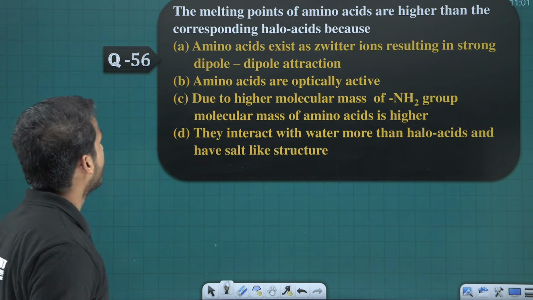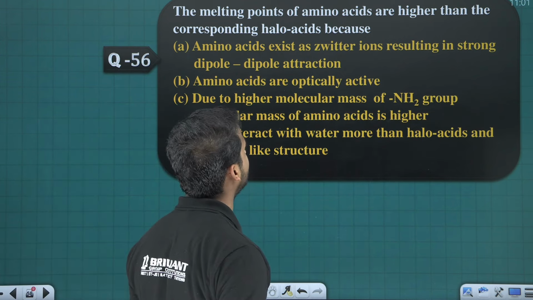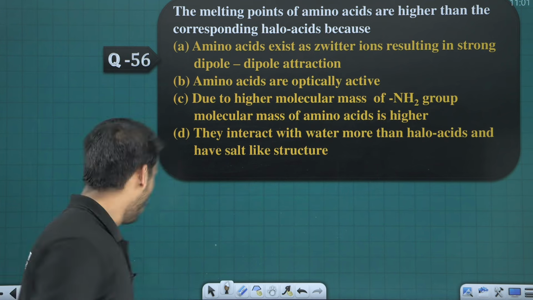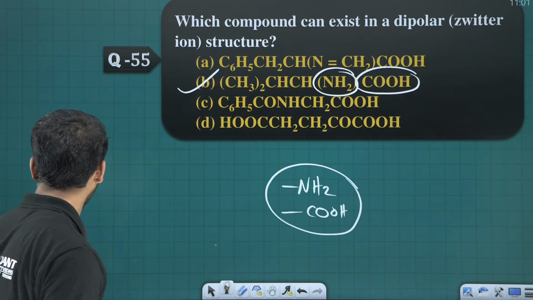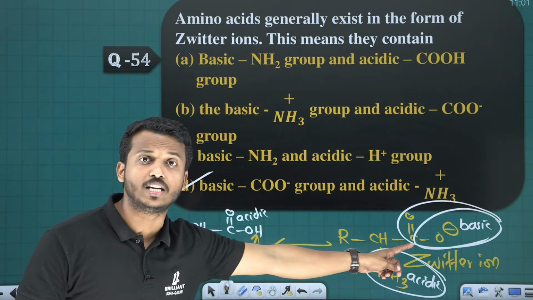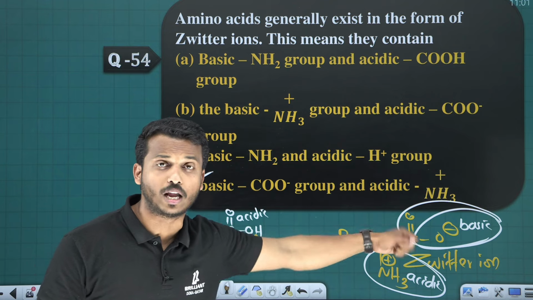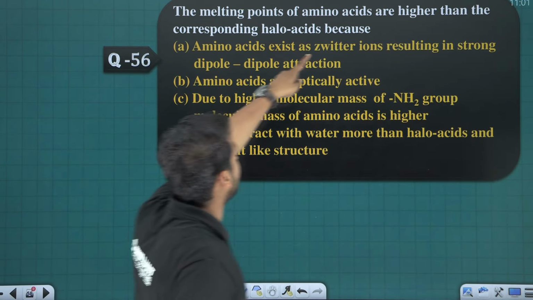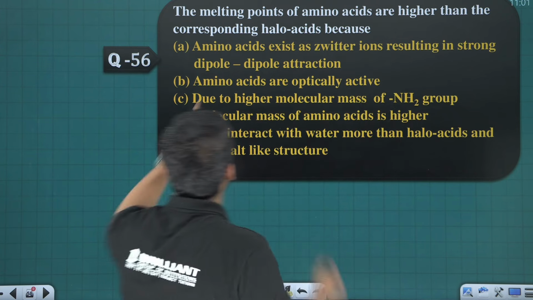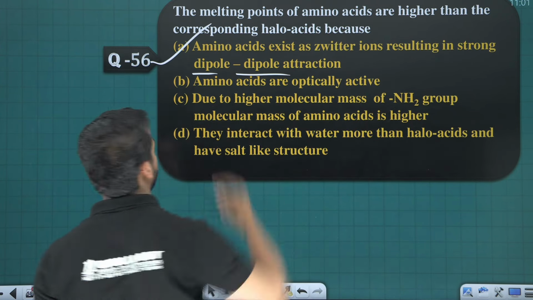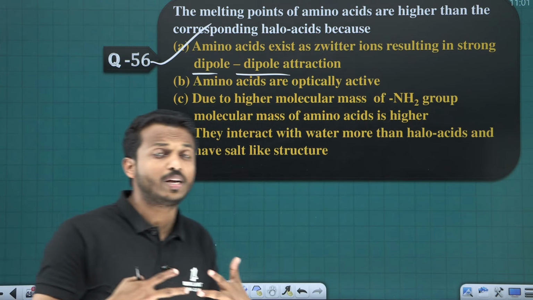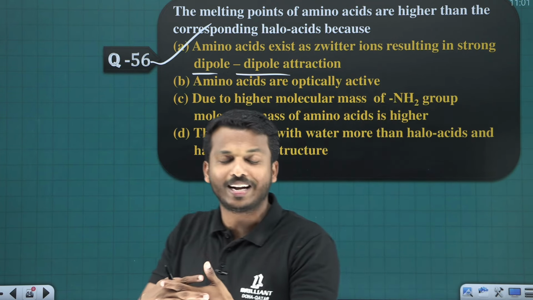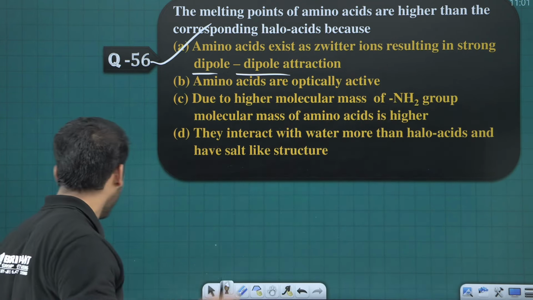Question 56, the melting point of amino acids are higher than the corresponding halo acids because? Why do amino acids have high melting point? Because they can exist in zwitter ionic form. There is a stronger dipole interaction. Here amino acid exists as zwitter ion, resulting in strong dipole attraction, option A. Because of the zwitter ion existence of amino acid, because of the strong dipole interaction, amino acids have high melting point.